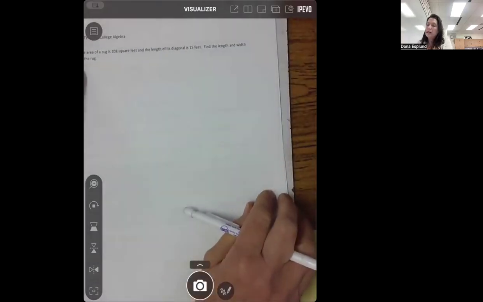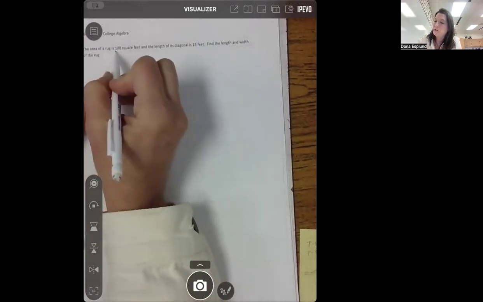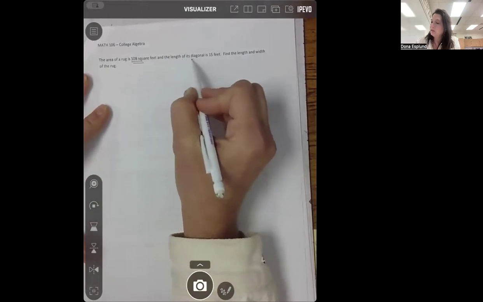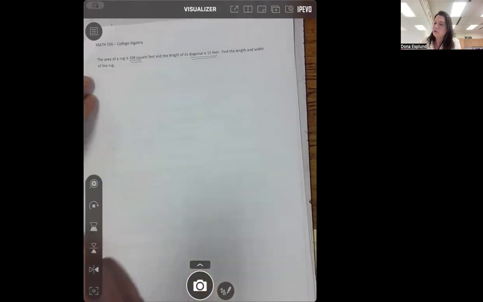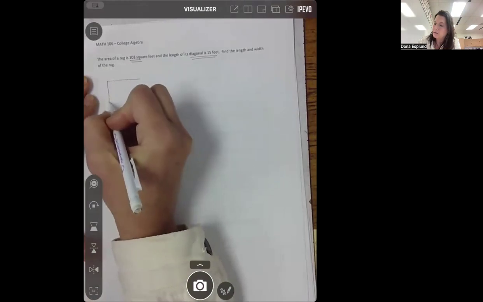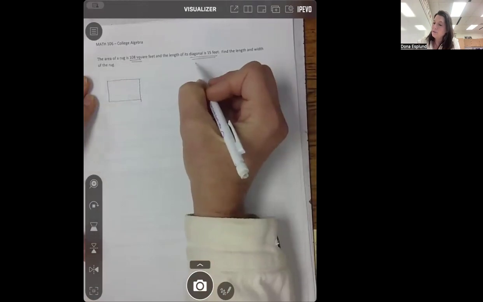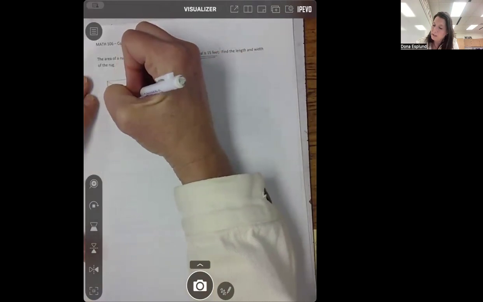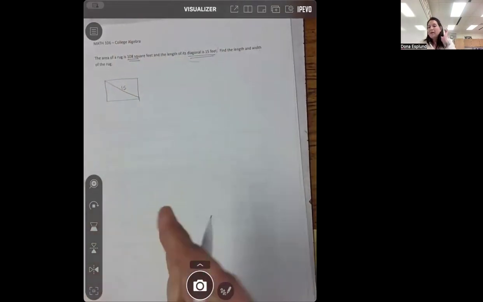In this case, we're going to have a couple of story problems. The area of a rug is 108 square feet. The length of its diagonal is 15 feet. Find the length of the rug. Now you actually have two equations hidden here, but what I would always suggest is to start by drawing a picture. Here's my rug, and I'm also given that the diagonal is 15 feet. So the diagonal I draw in is 15.